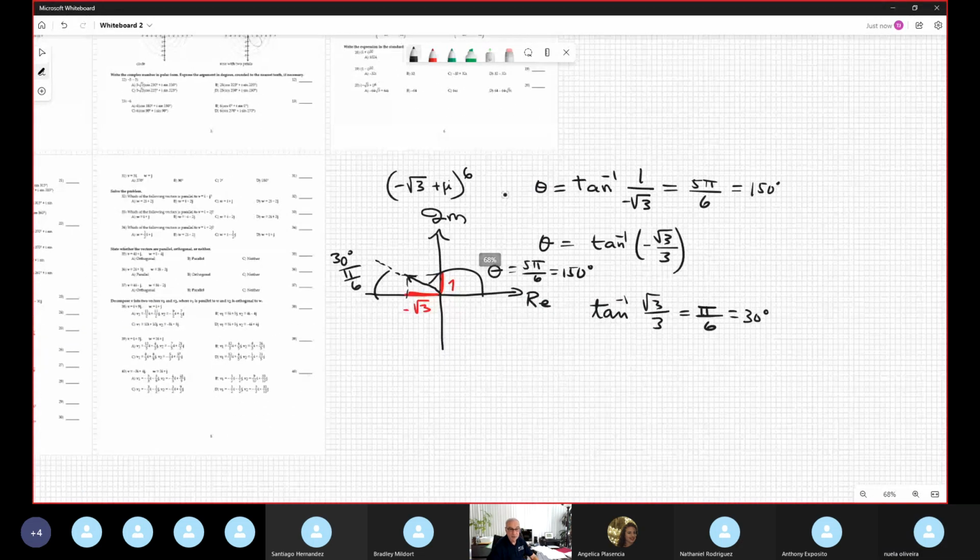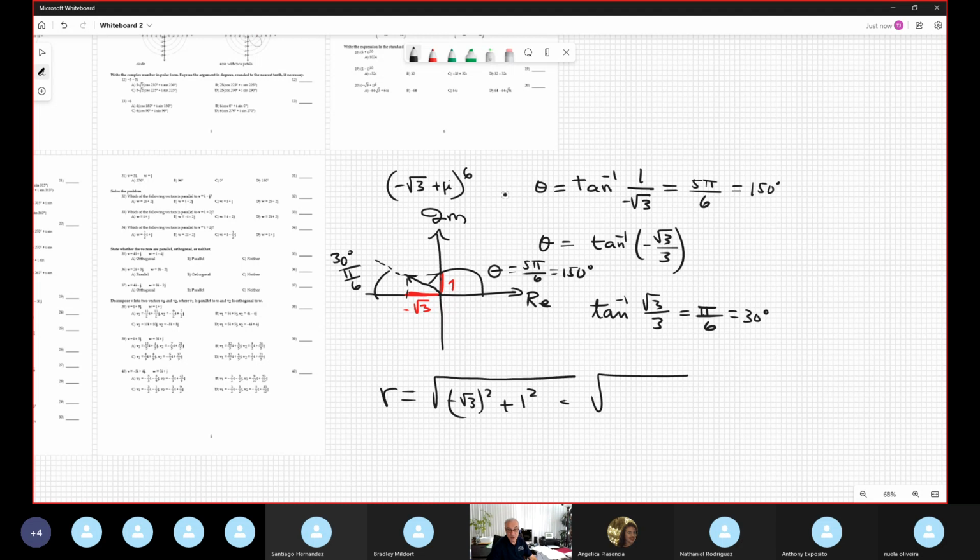Now compute the r. The r is the square root of radical 3 squared. I don't care about the sign, because when it's squared it becomes positive, plus 1 squared. 3 plus 1 is 4. Square root of 4 is 2. This is not too much work to determine that the number negative radical 3 plus i is equivalent to 2 cosine 150 degrees plus i sine 150 degrees. Important. Good?